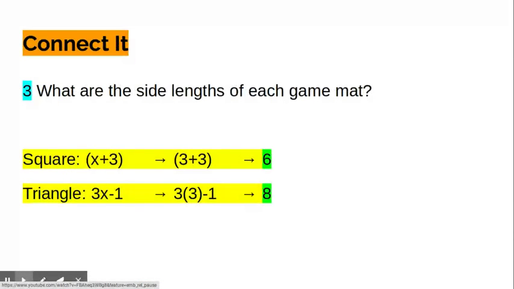Next, they're asking what the side lengths of each game mat is. Like I said, you want to plug what we solved for x, which we found out that x was equal to 3, into those different equations. So we see that 3 plus 3 is 6, and then that 3x minus 1 would be 3 times 3 minus 1 is 8. So the side length of a square was 6, and the side length of a triangle was 8.